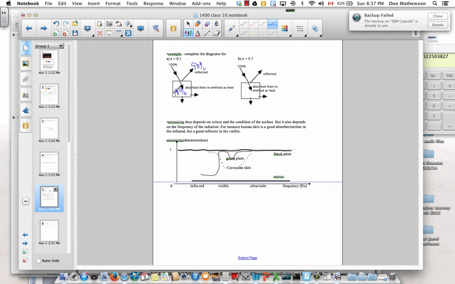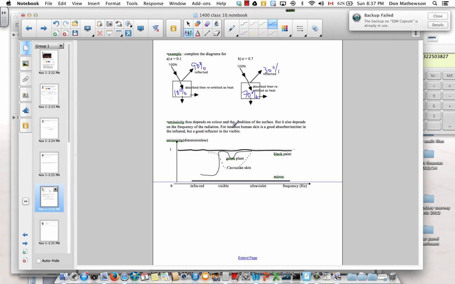And so, white objects typically are very reflective, so this might be a white object. With an emissivity of 0.7, that means 70% of the incident energy is going to get absorbed, and about 30% will be reflected. Now, the thing about emissivity is that it not only depends on surface condition, but it also depends on what sort of radiation is impinging on the object.